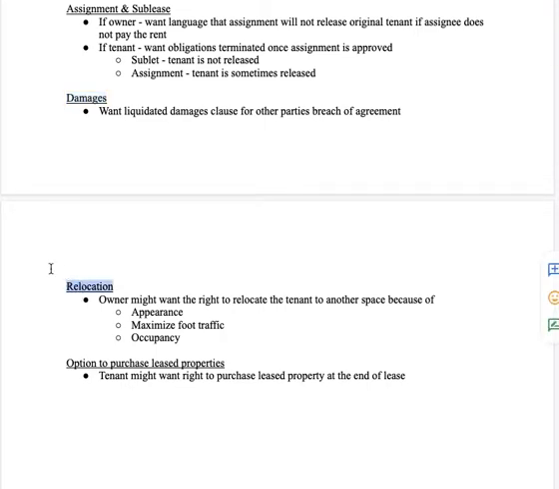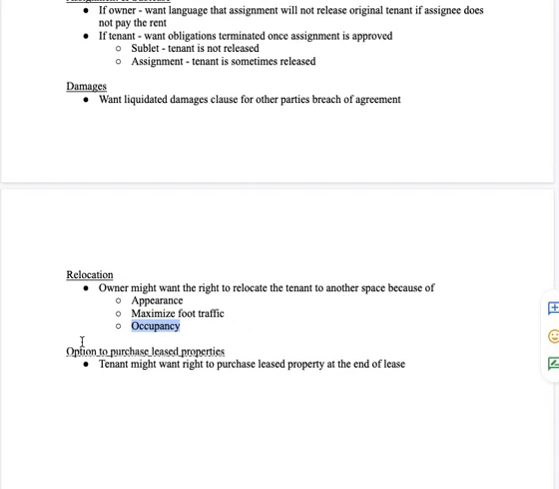Relocation. Owner might want the right to relocate the tenant to another space because of either appearance or to maximize foot traffic or for occupancy concerns. Also, you might want an option to purchase leased properties. The tenant might want the right to purchase a leased property at the end of the lease.